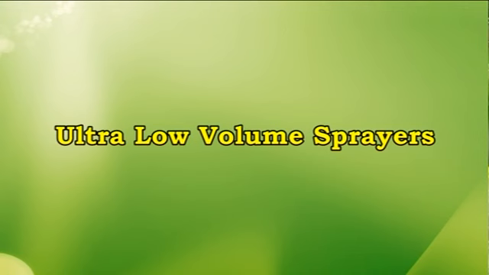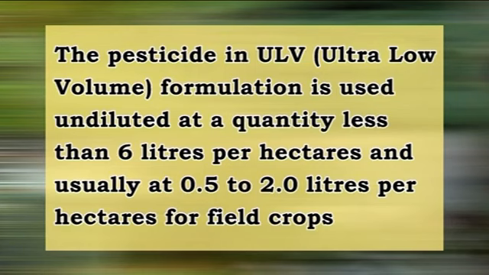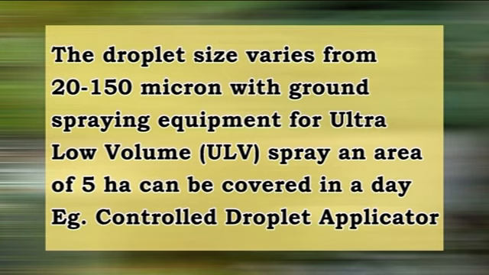Next is ultra low volume sprayers. The pesticide in ULV formulation is used undiluted at a quantity less than 6 liters per hectare and usually at 0.5 to 2 liters per hectare for field crops. The droplet size varies from 20 to 150 micron with ground spraying equipment for ultra low volume spray. An area of 5 hectares can be covered in a day. Example: controlled droplet applicator.